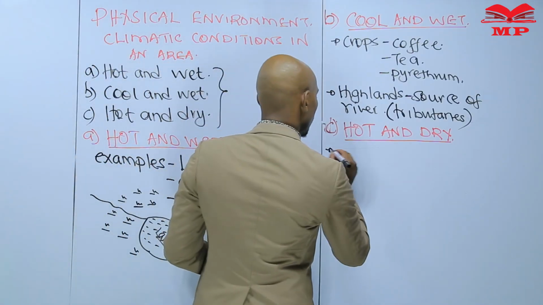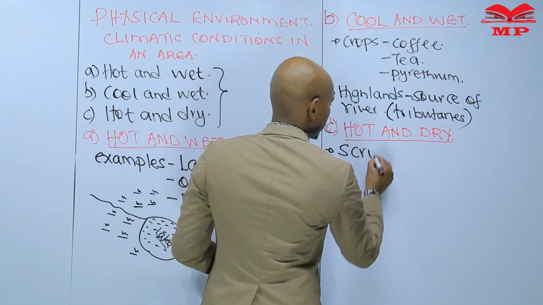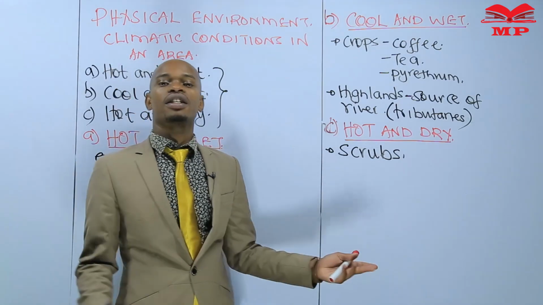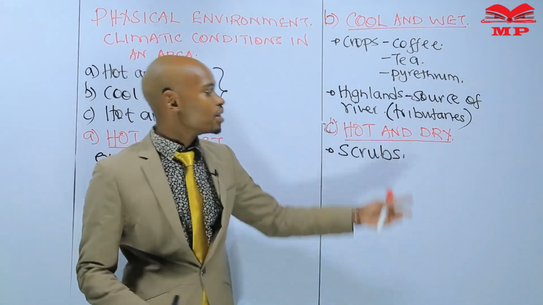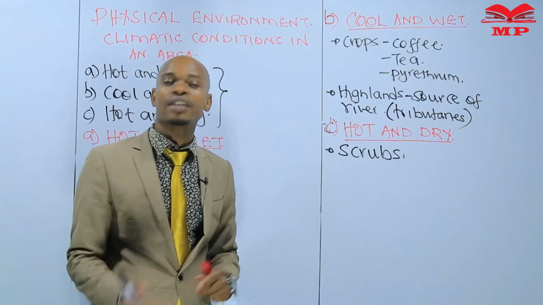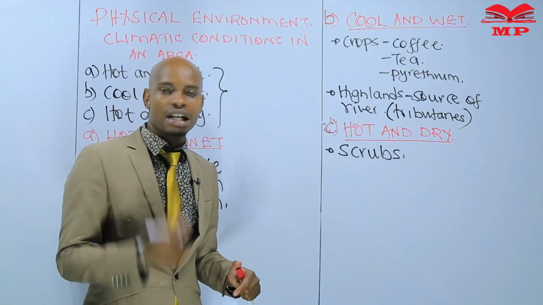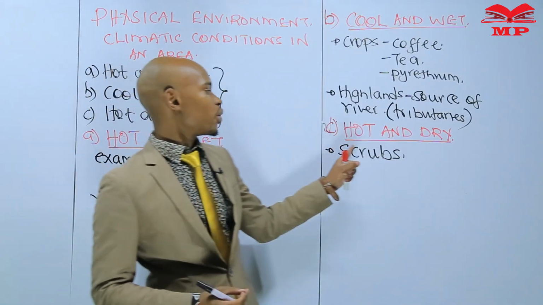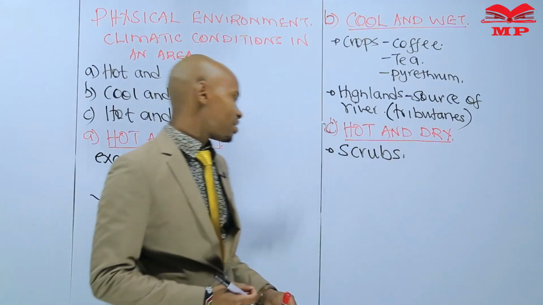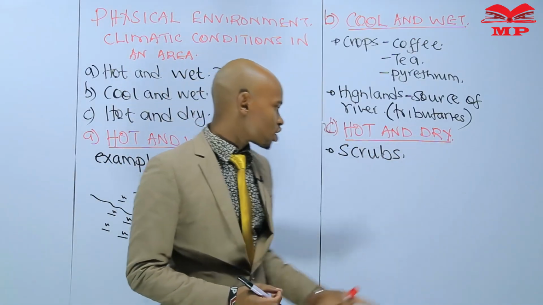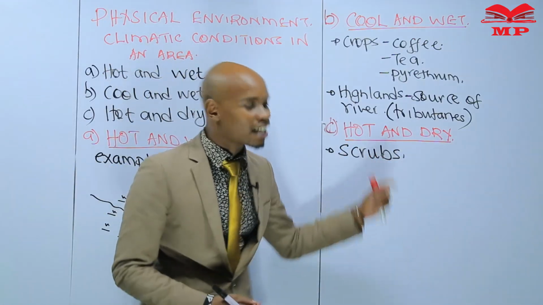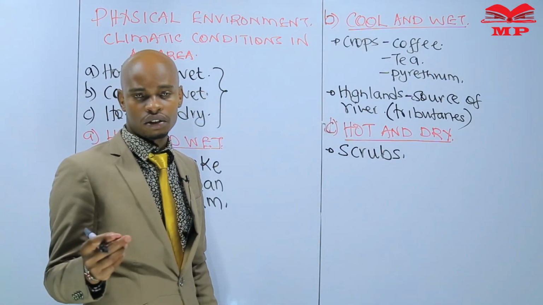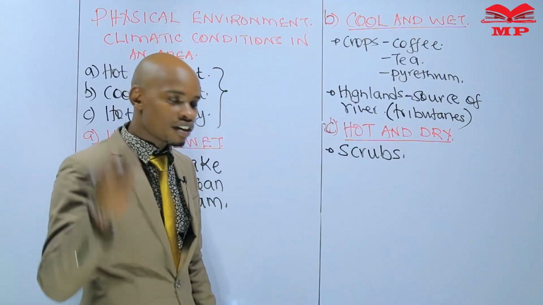Number one, scrubs. It is the nature of scrubs to grow in areas that are hot and dry. Hot and dry areas are areas that do not have enough rainfall. They receive little rainfall. Areas that receive little rainfall, we call them hot and dry areas. So hot and dry climatic conditions will be shown by the presence of scrubs. If you see scrubs, that place does not receive enough rainfall.